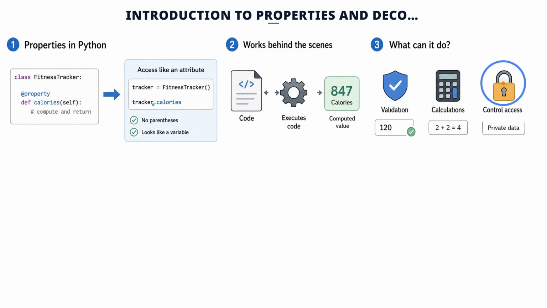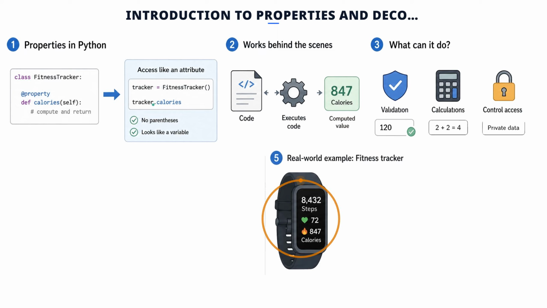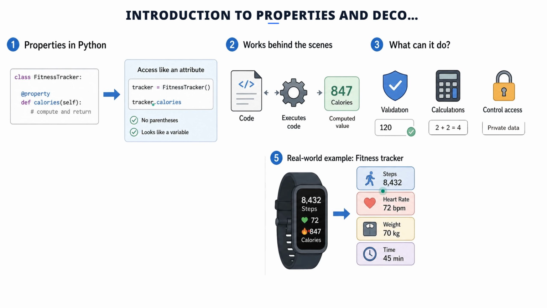To really understand this intuitively, consider a fitness tracker on your wrist. When you look at the screen and see 847 calories, that specific number isn't just stored away in some static file. Instead, it is calculated fresh the exact moment you glance at it. Behind the scenes, the device dynamically takes your step count, your current heart rate, your weight, and the time elapsed to produce that result. You don't have to press a calculate button, you simply read the computed value instantly. In Python terms, that calories display is a computed attribute, what we call a property.